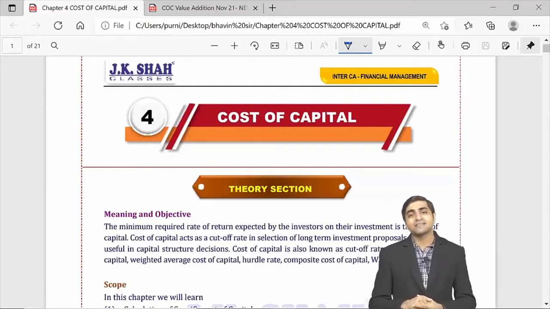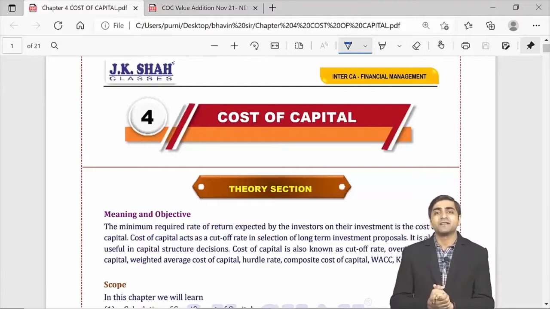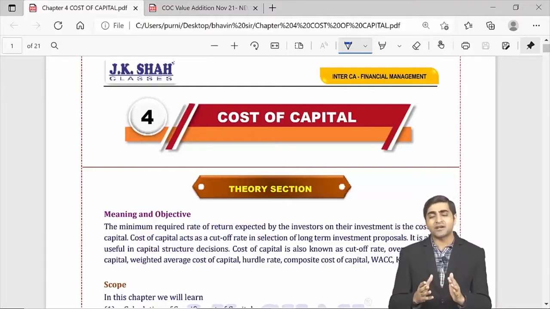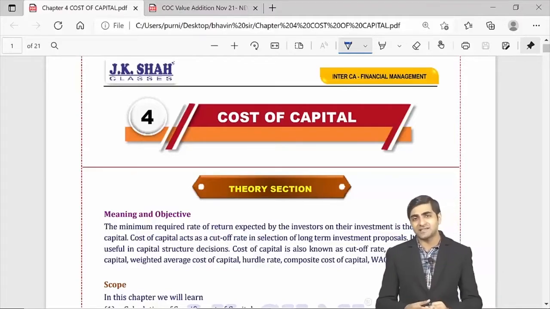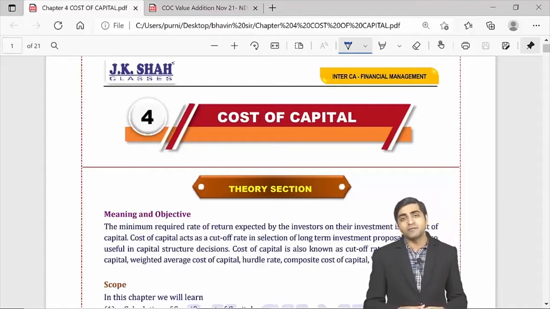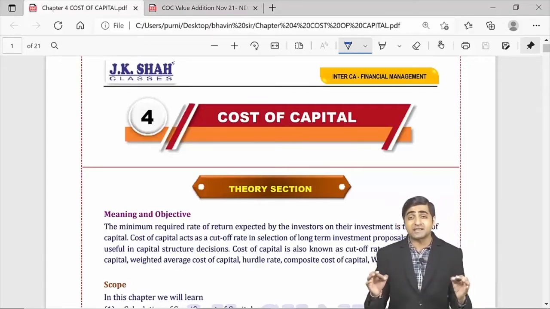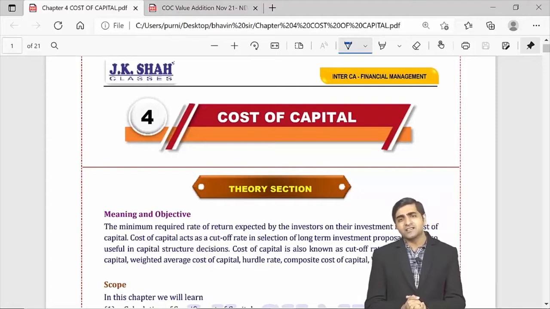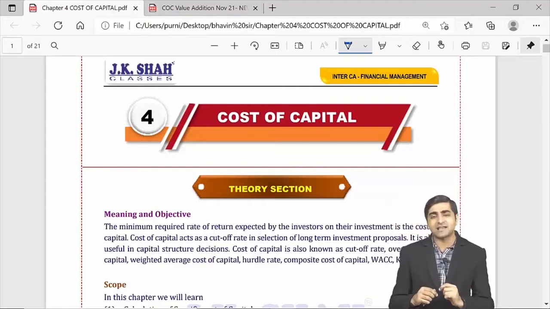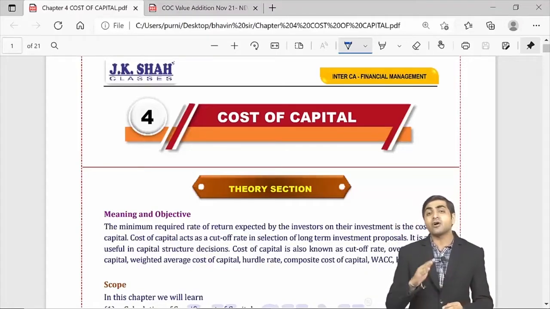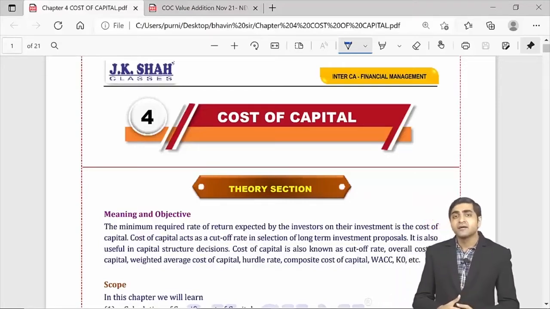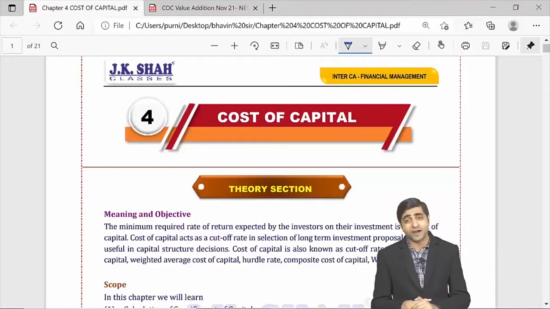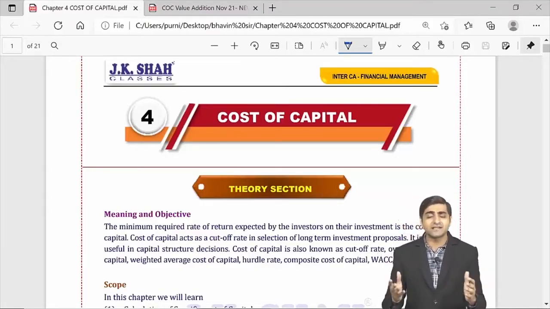First of all, in this cost of capital chapter, we will classify that this chapter will have 3 types of questions. The first type will be calculation of specific cost of capital, which only means calculation of either KD or KE or KP or KR. And the second type of questions will be calculation of your weighted average cost of capital, which we call WACC.